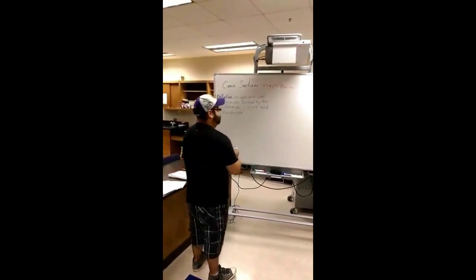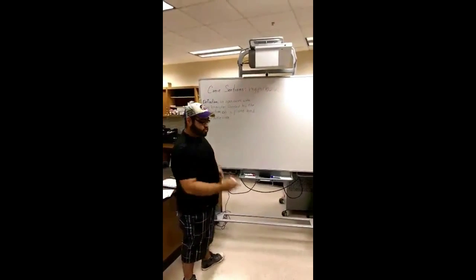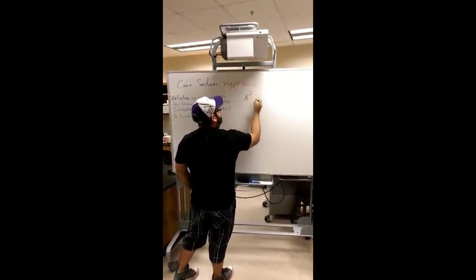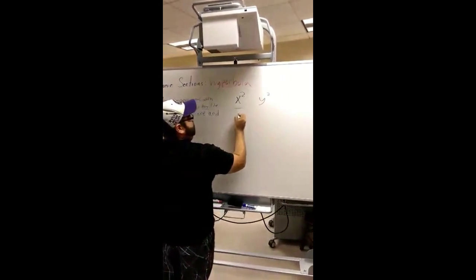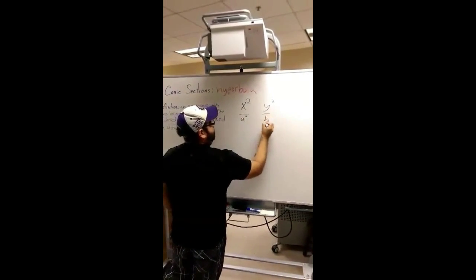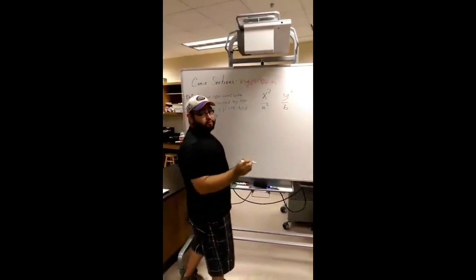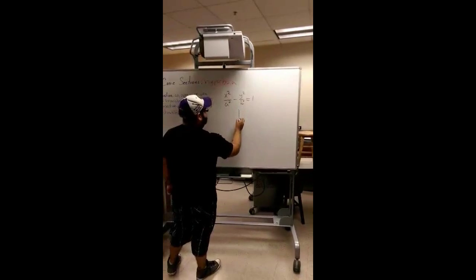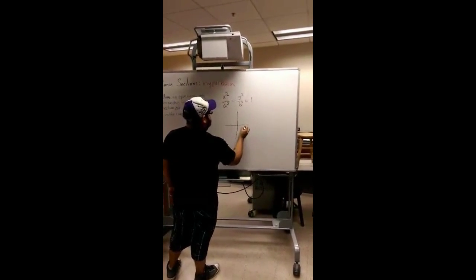Alright, so let me go ahead and start with this. The standard equation for a hyperbola is almost exactly the same as an ellipse. It's going to look like this: x squared over a squared, y squared over b squared. The only difference is that instead of a plus, it's going to be a minus. That's the only thing. Graph it, it's going to look something like this.